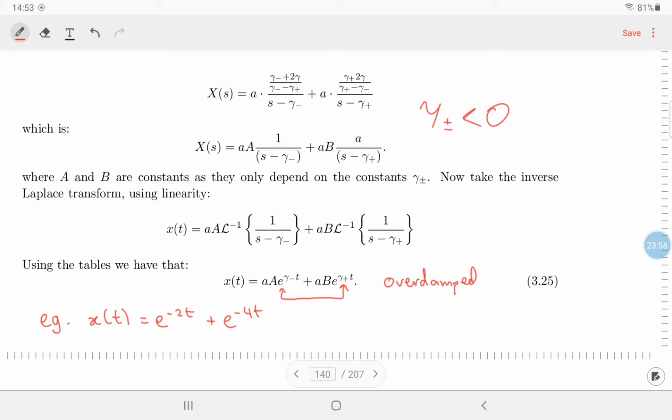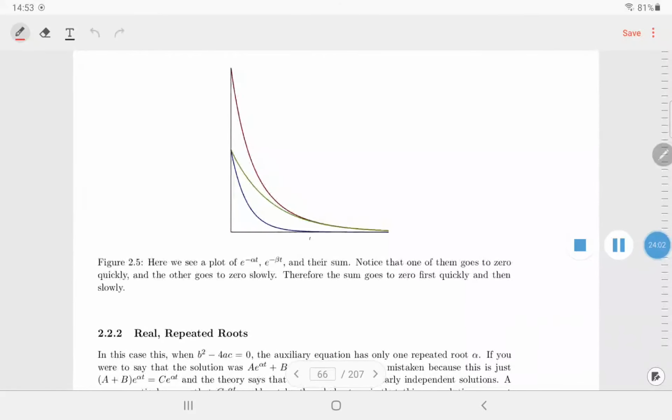I'm going to pause and go back here as well. So way back on page 66, we actually looked at this. The red thing here is the sum of e to the minus alpha t plus e to the minus beta t. Now one of these, if beta or alpha is bigger, they'll go to 0 faster.